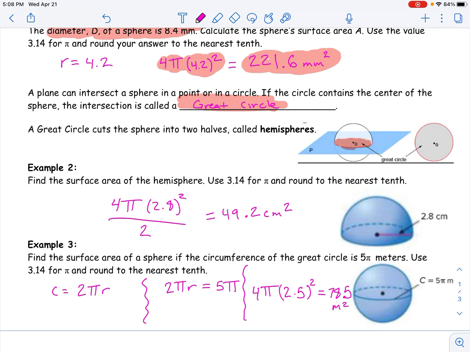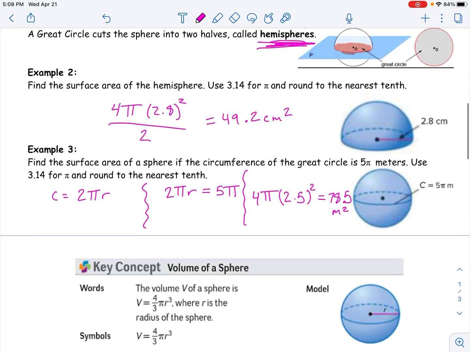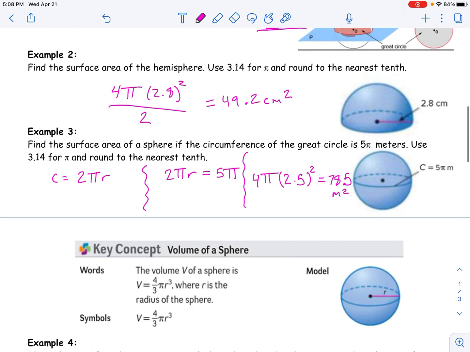So when we cut that sphere in half, you probably heard this word before, but we cut it into hemispheres. So a half of a sphere is a hemisphere. Let's move on to example 2. It said, find the surface area of the hemisphere. So now we're finding the surface area of a hemisphere, which we said was half of a sphere.